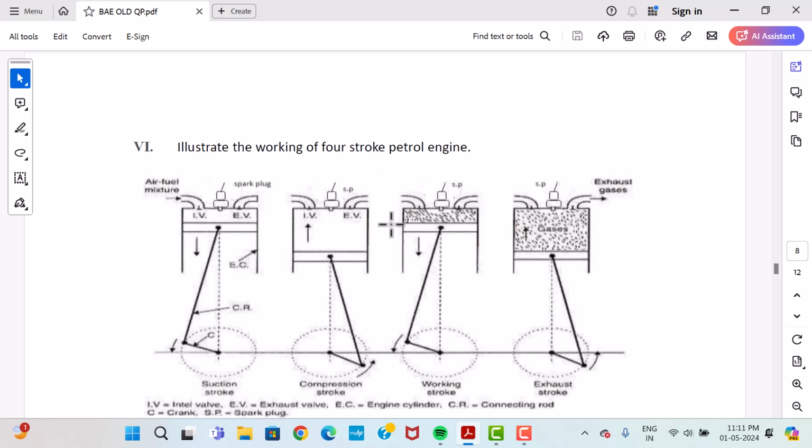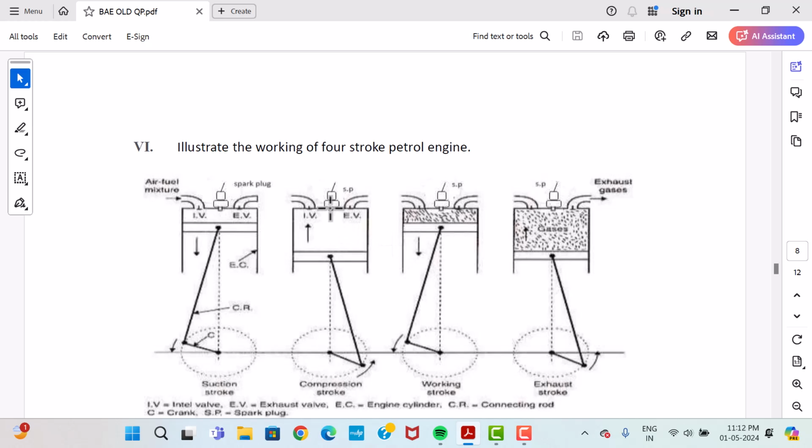At the end of the compression, the piston reaches the TDC. The temperature and the pressure will be high due to this compression. During that time, the spark plug will be ignited. The burning takes place in this air petrol mixture. So it leads to the next stroke, called working stroke or power stroke.